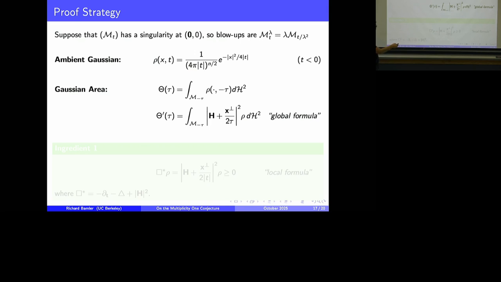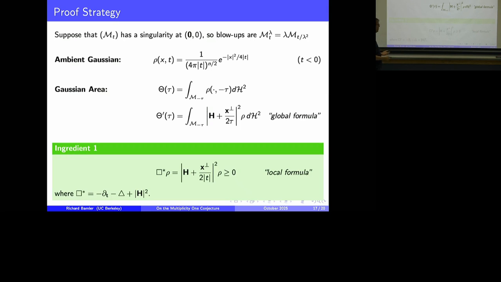We look at this ambient Gaussian, we compute the Gaussian area. And as I told you, this is a monotone quantity. So if I take the derivative of this, then I get something that's non-negative. Okay? And the thing that I get in the end has to be an integral of a square. And so this is really just the integral of this shrinker quantity. Okay, so this is non-negative, therefore I have monotonicity. And so this is, I think, what physicists call a global formula. Okay, so it's a formula relating two integrals with one another.